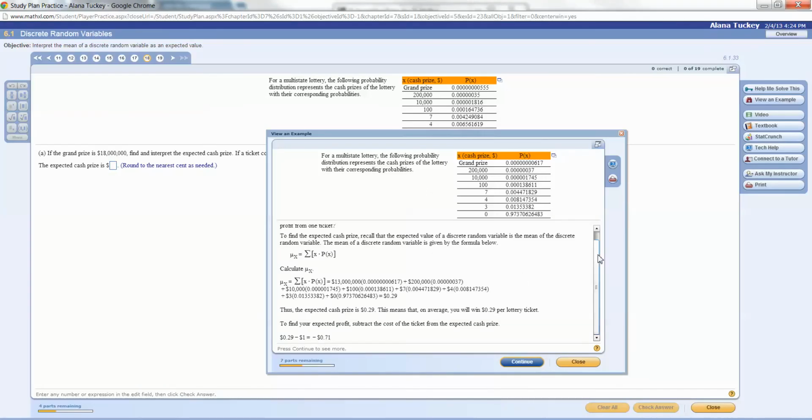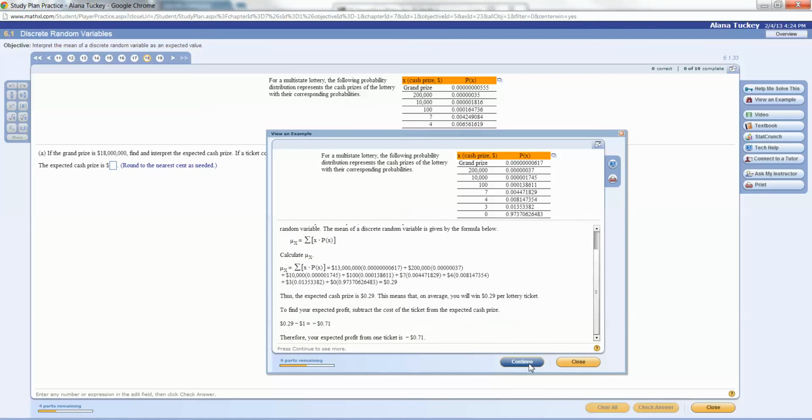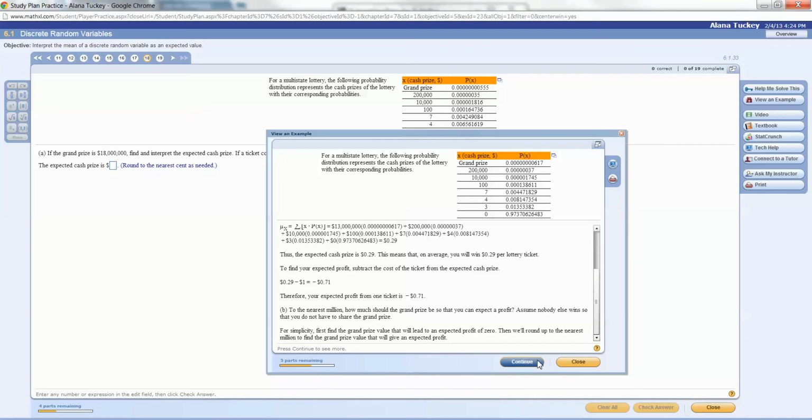Profit is different than cash value. Cash value is what you get when you win. That's the money that you get back in your hands, but it disregards the money you spent to play in the first place. Profit is what happens when you keep taking into account what you spent to play.